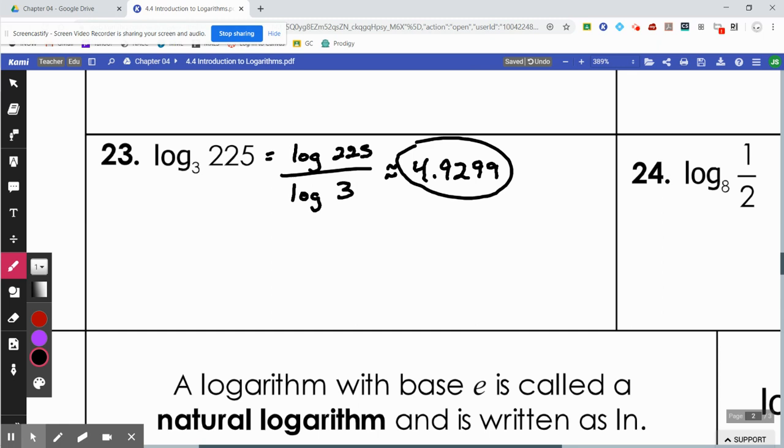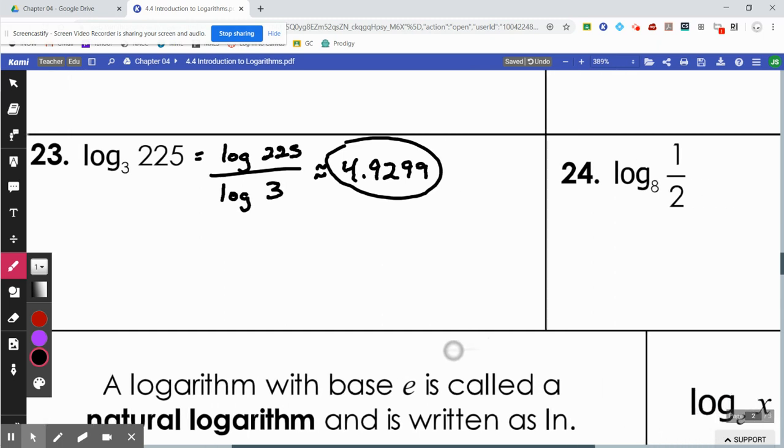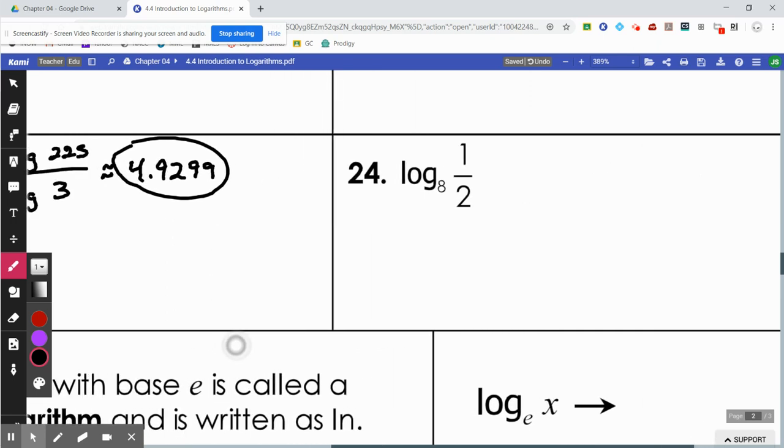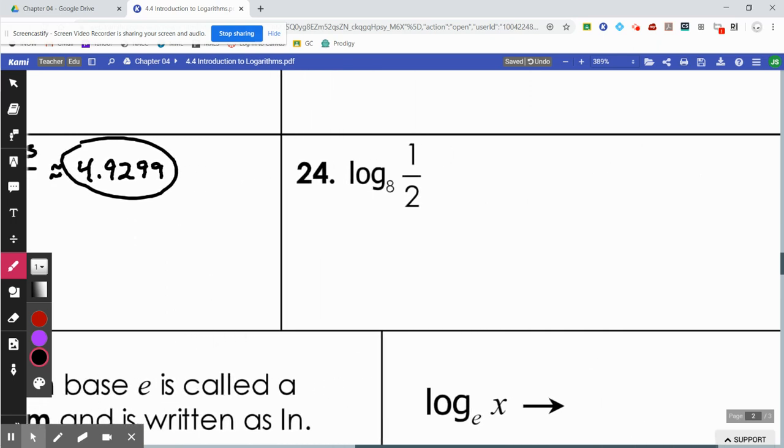And notice how close that is to 5. 3 to the 5th power, I believe, is 243. So that's just barely too big. So that's the reason you got a value nearly equal to 5 there. 8 to what power is 1/2? We type in the log of 1/2, which you can put 0.5 there if you'd like, divided by the log of 8.